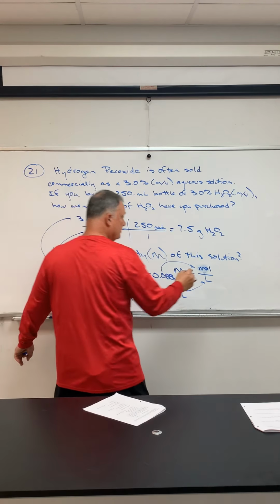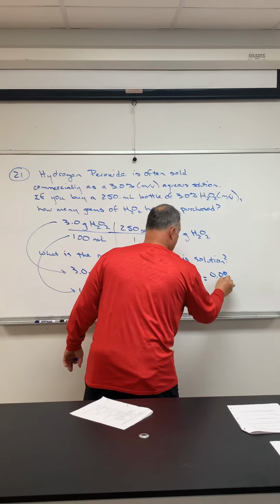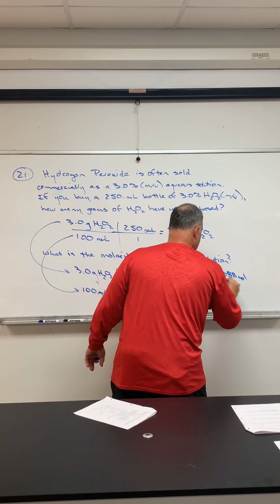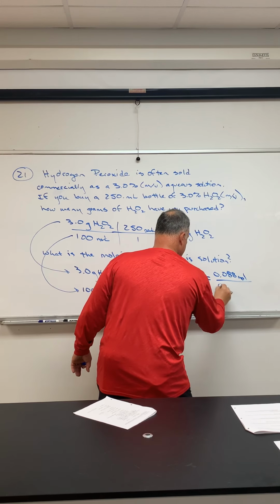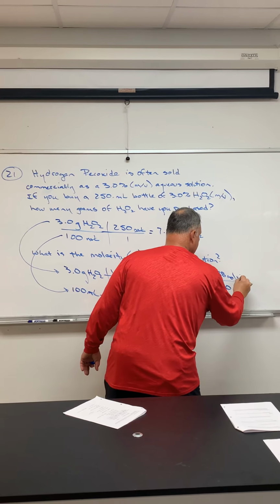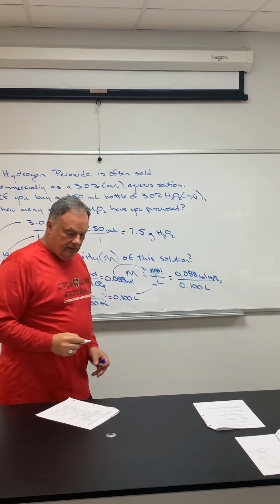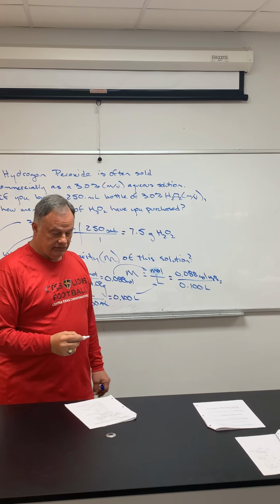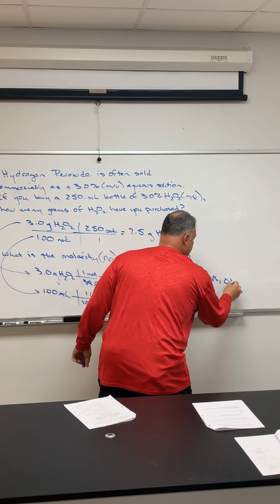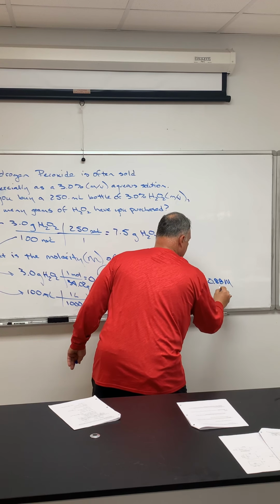And so here I go. 0.088 moles divided by 0.100 liters, and of course this is H2O2. And dividing these two will give you my final answer, which comes out to be 0.88 molar solution.